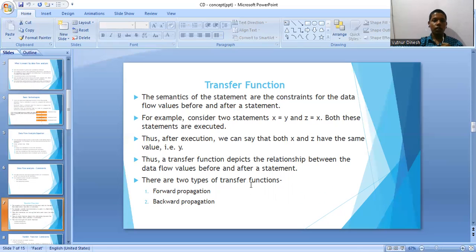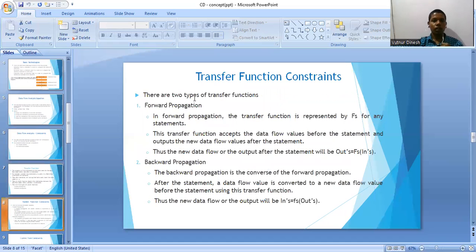There are two types of transfer functions: forward propagation and backward propagation. In forward propagation, the transfer function is represented by f of S for any statement. This transfer function accepts the data flow values before the statement and outputs the new data flow values after the statement. Thus, the new data flow value after the statement will be out of S equal to f of S applied to in of S.